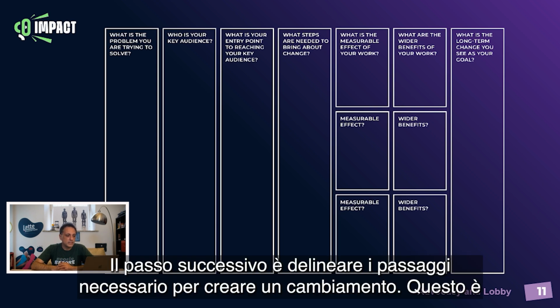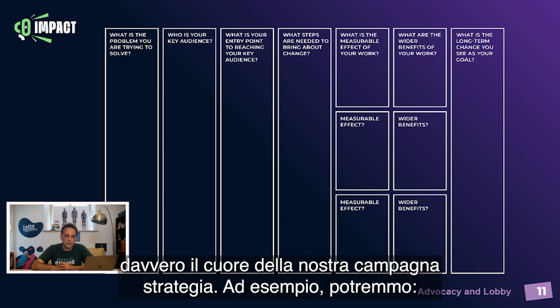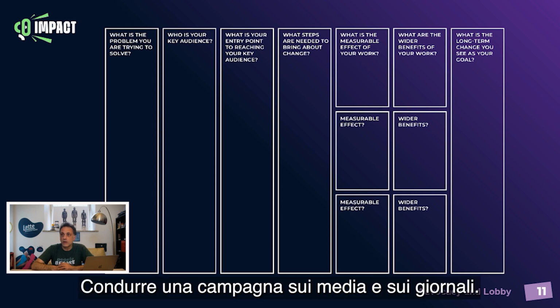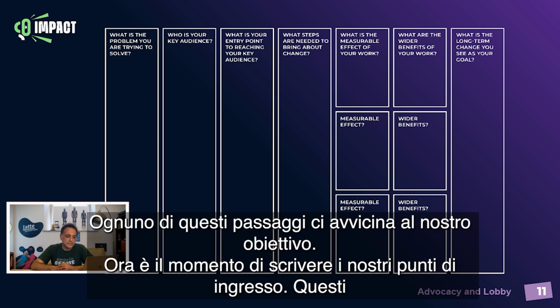The next step is to outline the steps needed to create change. This is really the heart of our campaign strategy. For example, we could organize a public event, we could open an online petition, we could meet with the local leaders, or run a campaign in media and newspapers. Each of these steps moves us closer to our goal.